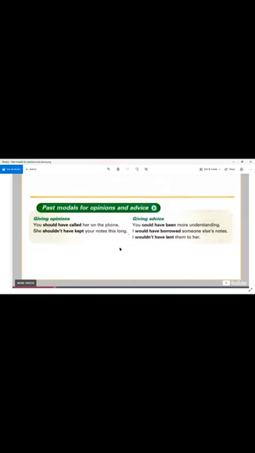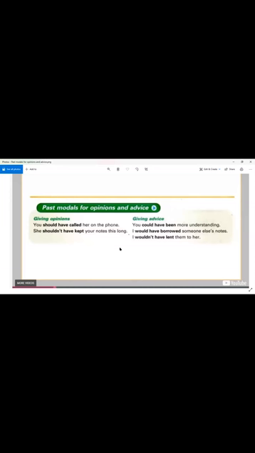So once again, we keep using the same standard structure for past modals. You always use the modal, you always use have, and you always have to use the past participle of the verb. So giving opinions: you should have called her on the phone. How would you say that one in Spanish? La hubieras llamado por teléfono. So that is an opinion about something that happened or didn't happen.